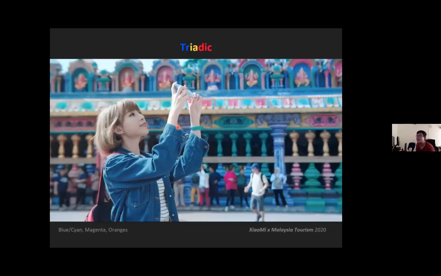Okay, next, this is a project I color graded for Xiaomi and Malaysia Tourism 2020. This is actually about 2 caves, so there's an enormous amount of blue, and then some magenta, some yellow and orange color on the skin and also on the background.